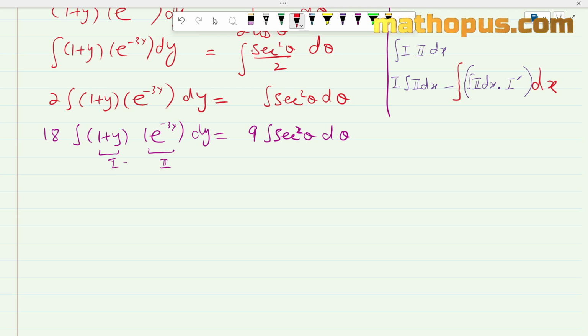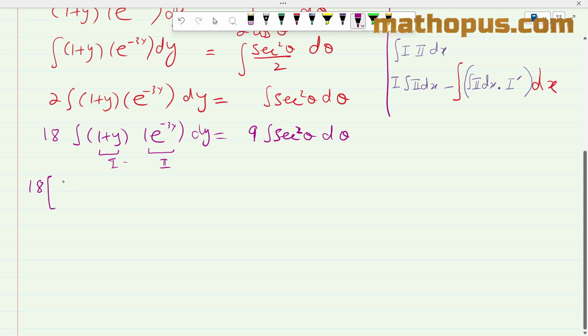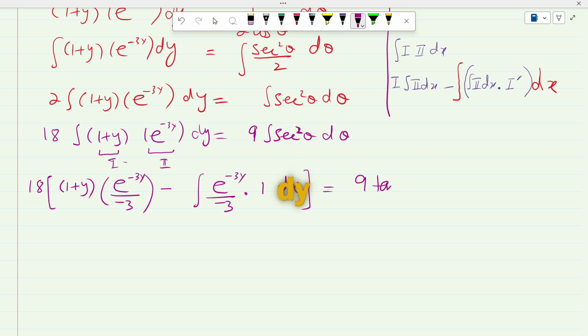Now in this question, the first function is 1 plus y and the second function is exponential. Let's start. First function as it is, times the integration of the second function, e to the minus 3y over minus 3, minus the integration of the integral of the second function times the derivative of the first, which is 1, and then dy. This is integration by parts. Then we know that the integration of secant squared theta is tan theta, so it is tan theta plus c.